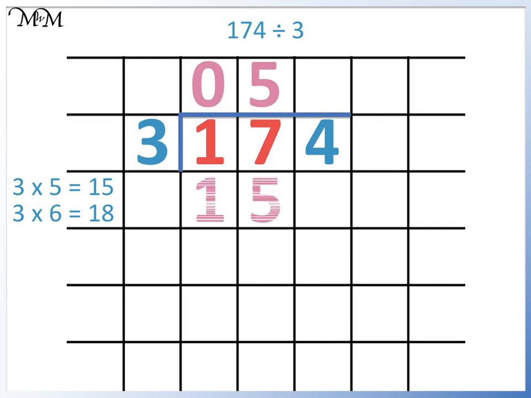3 times 5 equals 15, so we write it underneath and subtract it from 17. 17 take away 15 equals 2. We bring the 4 down and find out how many times 3 divides into 24. 3 times 8 equals 24, so 3 divides into 24 8 times. 174 divided by 3 equals 58.